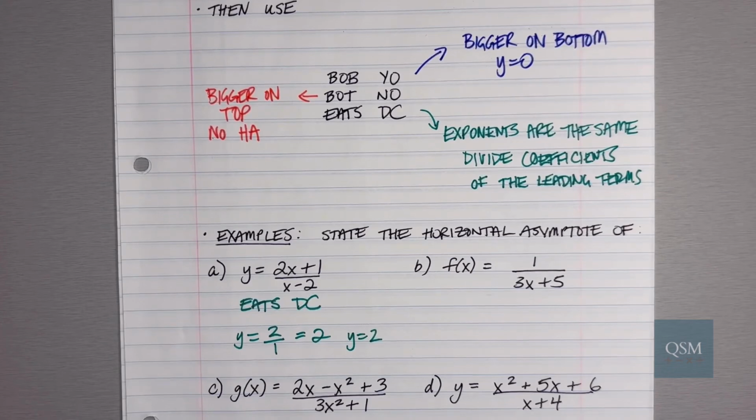And that just means that as the graph goes off the edge of the page, the graph will be approaching the line y equals 2. Let's look at the second one right here.